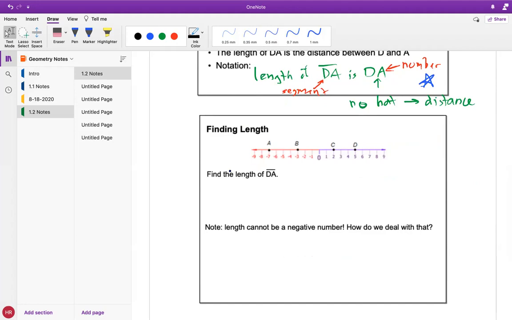Finding the length, you could count. That's one way to do it. You could subtract the coordinates. You could say the coordinate of D is 5 and the coordinate of A is -7. You subtract them, 5 minus -7 is 12. That's how you find it. Length cannot be a negative number. Basically, the distance from D to A is the absolute value of the difference in coordinates.